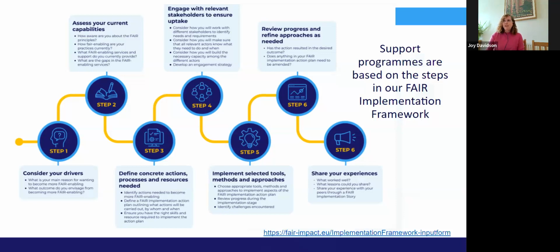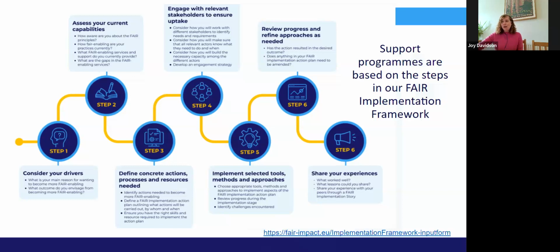But we decided that tools and pointers to resources and methods is one valuable aspect, but really, if you're looking to implement FAIR, you need to think about it as part of a larger framework. So the catalog of resources is just one part of what we're calling the FAIR implementation framework, which is the diagram you can see on the screen. And it has 7 steps.